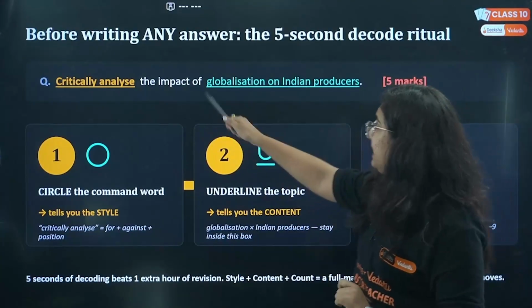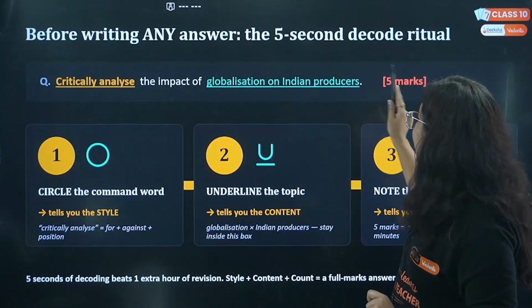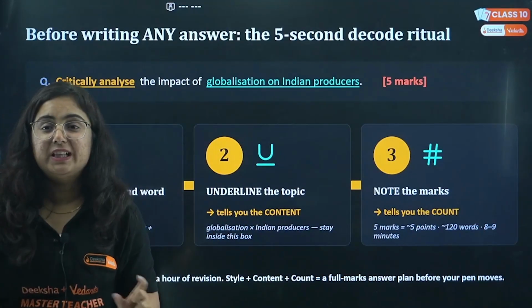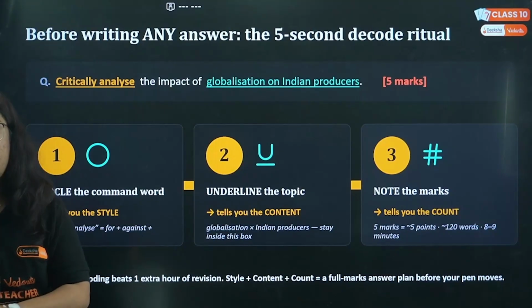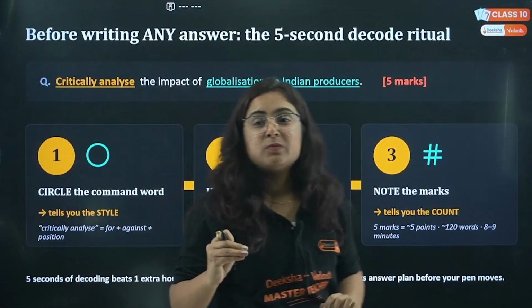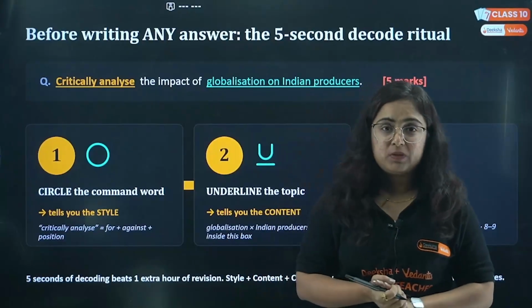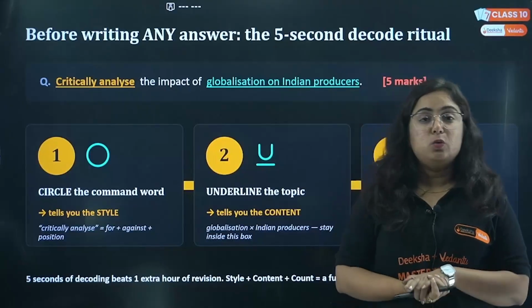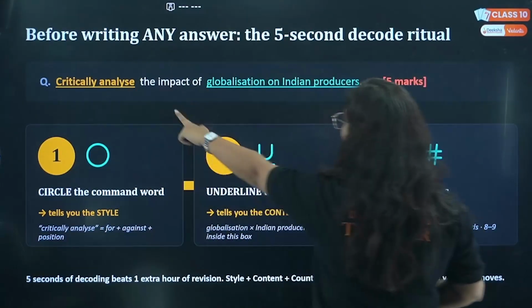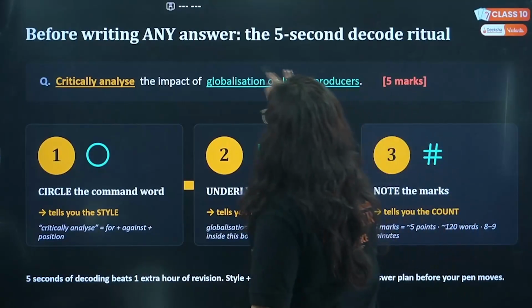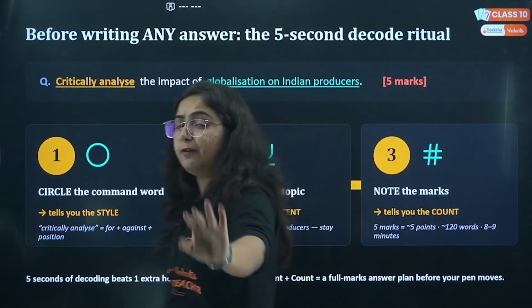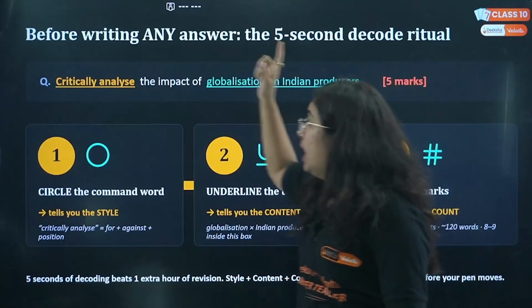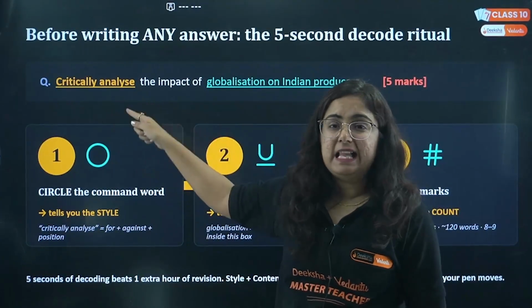Right? Like critically analyze the impact of globalization on Indian producers, a 5-marker question. As I told you, what you are going to do is 3 points positive, 2 points negative. Right? Before writing any answer, beta, use this method, use this as a ritual. Like for example, this is a question, I underlined this word and this word. Up till now, what students were doing is critically analyze the impact of globalization on Indian producers. Beta, they will just underline this and think that I have to write about the impact of globalization on Indian producers. But actually, what you have to circle here is the critical analysis word.